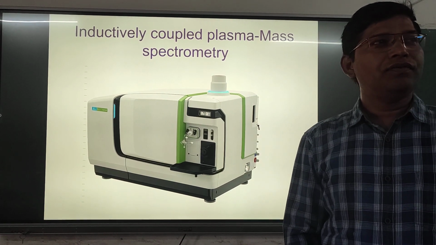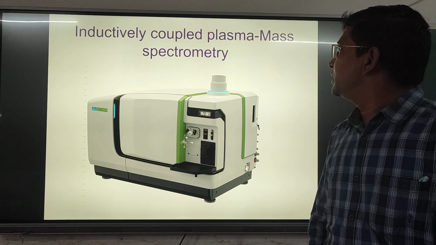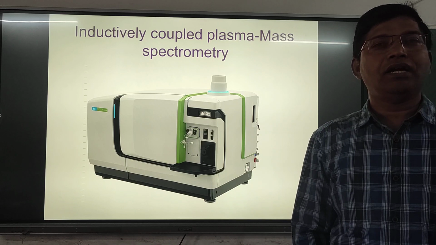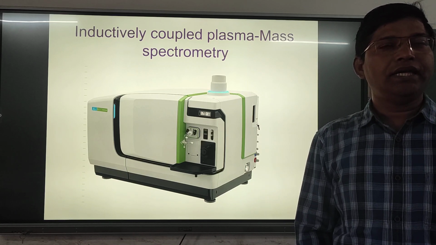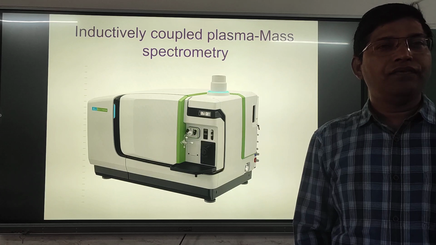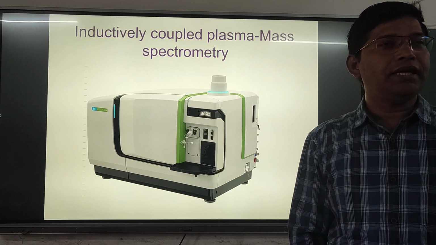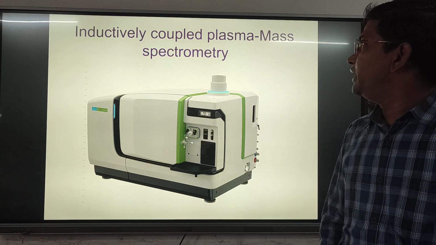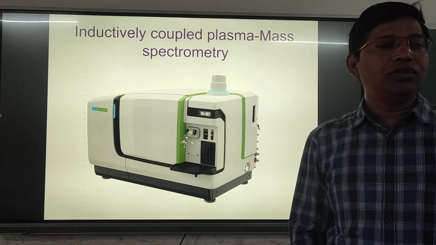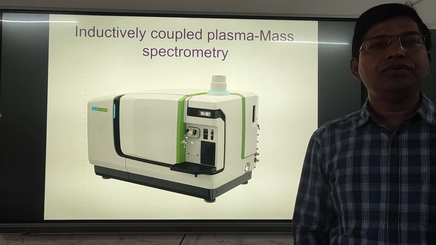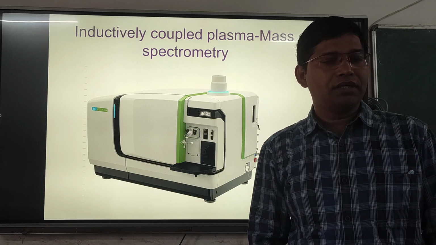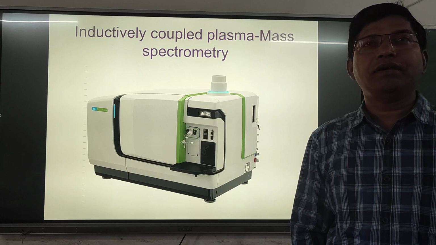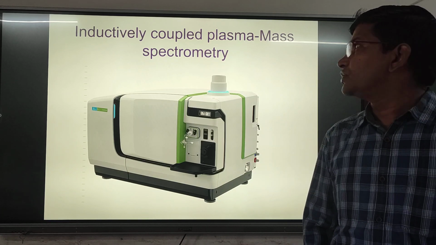Hi everyone. Now we will start another topic, inductively coupled plasma mass spectrometry. This is a series of atomic spectroscopy, and generally in atomic spectroscopy we can analyze the elements present in several types of samples. So here I will let you know about how this ICP-MS can be used for analysis of several chemical substances from environmental, biological, food samples or from other sources.